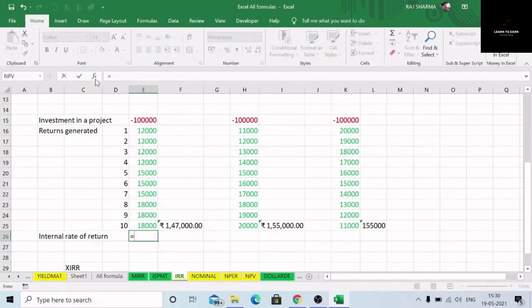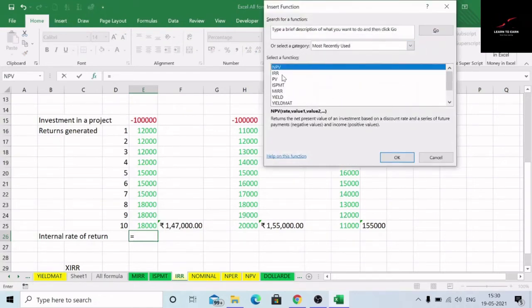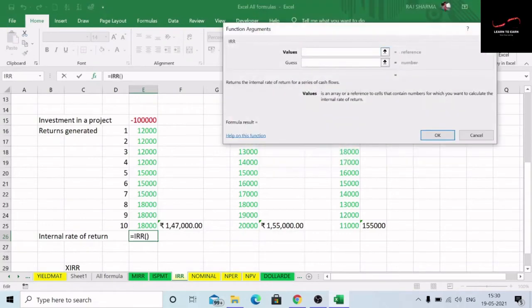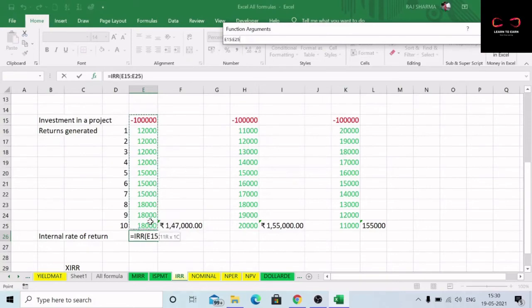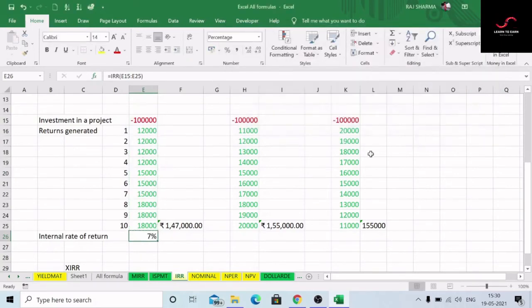So go to the function tab and insert the IRR function from here. In the value field you have to select all the cells: the initial investment, that is 1 lakh, and then the subsequent inflows. The initial investment you have to take as negative because it is going out, and the subsequent inflows are coming in, so those are taken as positive. The second field, guess, is optional, so we will leave it blank. So 7% is the internal rate of return generated on this project.